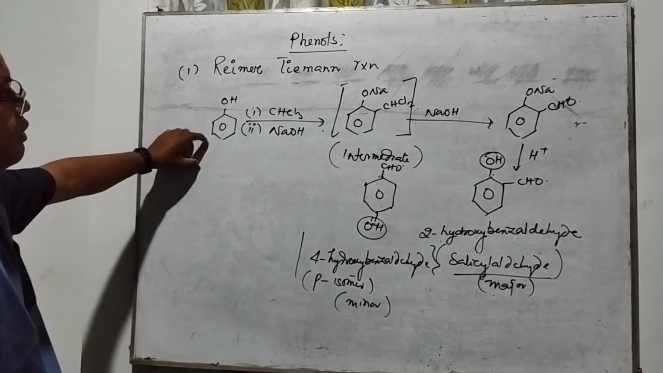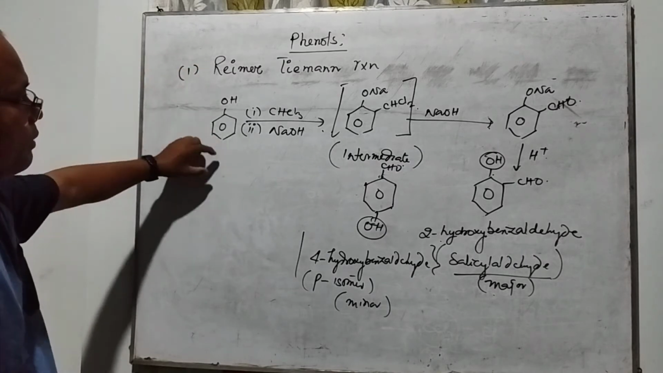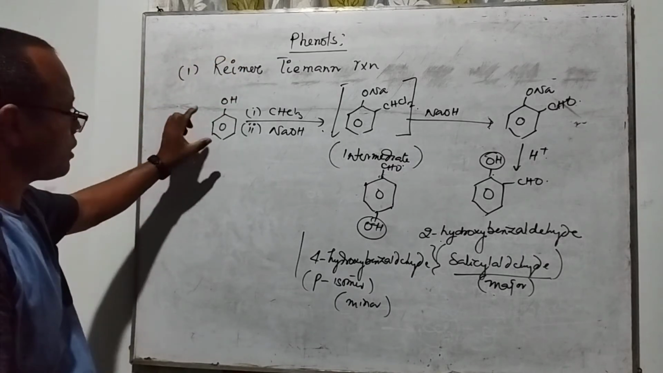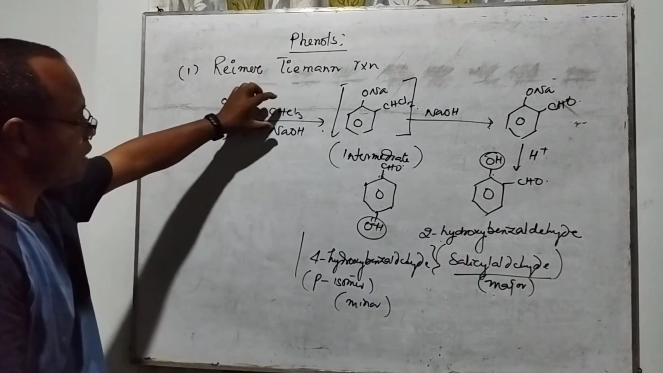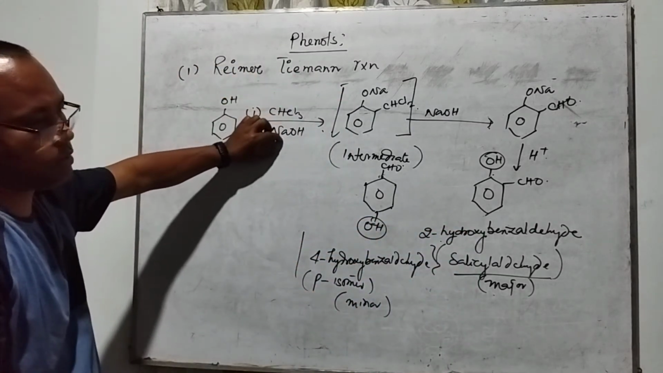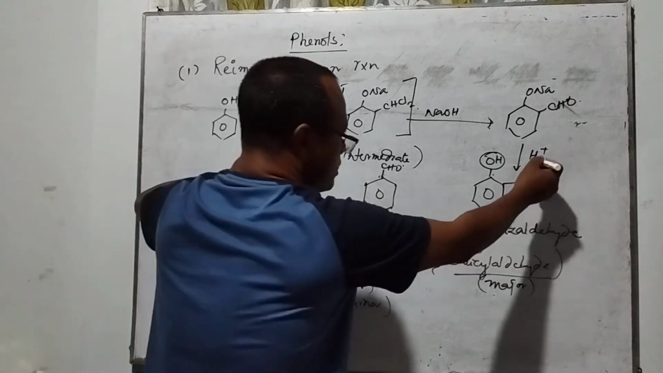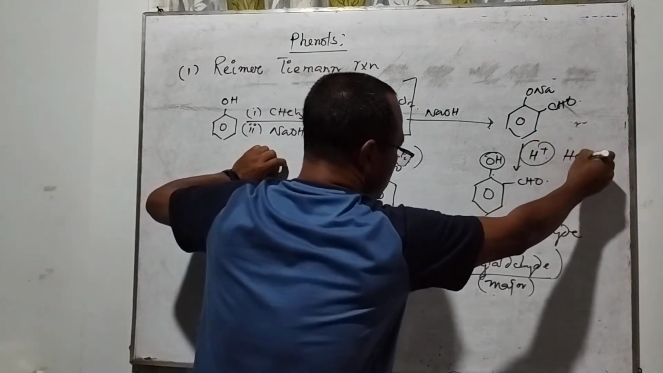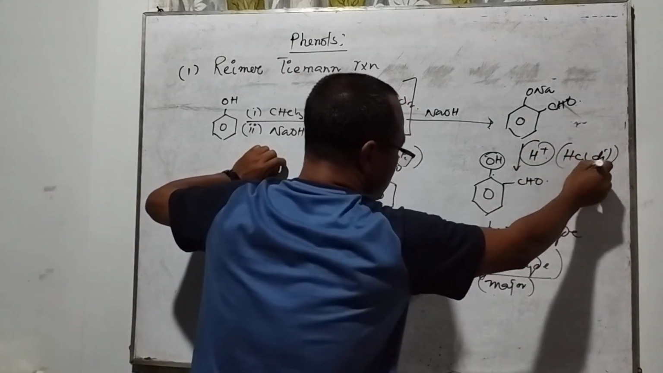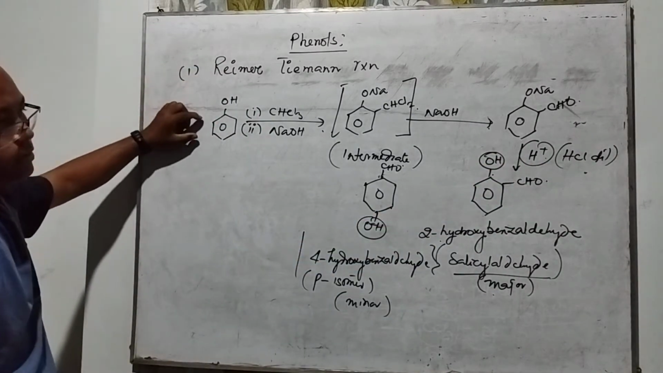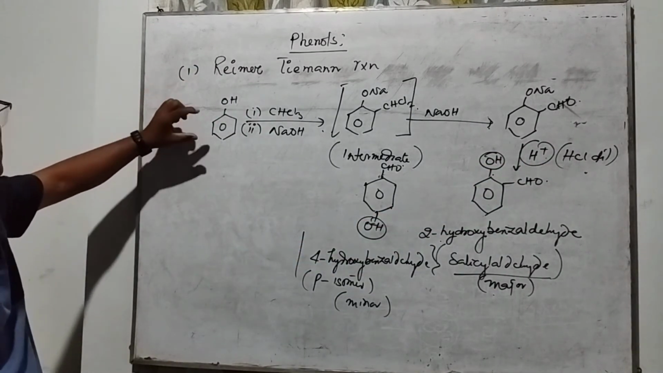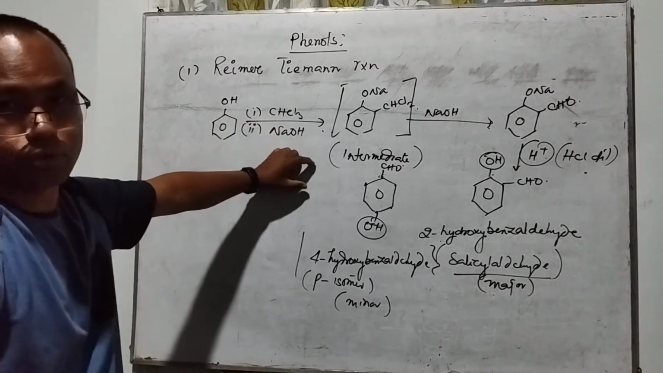Let me remind you again, the Reimer-Tiemann reaction is the conversion of phenol to salicylaldehyde. The reagents are chloroform and sodium hydroxide. One more reagent is an acid; we can use dilute hydrochloric acid. In this reaction, the mechanism followed is electrophilic substitution.